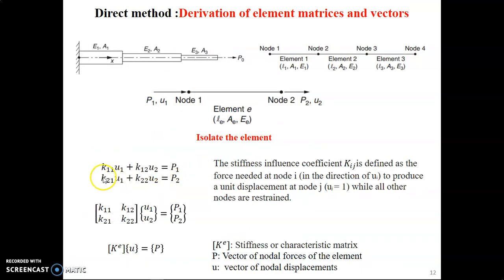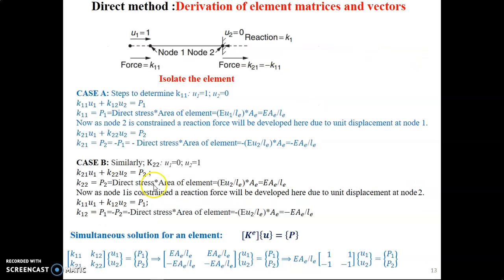Now we will be using the second equation, and from this equation we will get U1 is equal to 1. The second term will be there, while the first term, U1 is equal to 0, will vanish. We will get K22 is equal to P2. So P2 will be equal to direct stress into area of the element, and the stress will be equal to U2 displacement divided by the length. It will be equal to strain multiplied by the Young modulus. We will get stress multiplied by the area of the element, and we will be getting the force P2, which will be defined as EA by L.